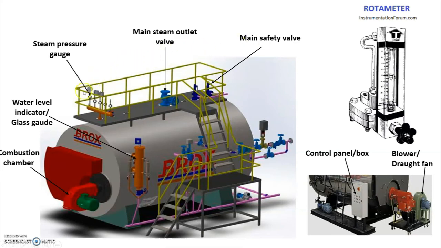We have a water level indicator. What does it do? The water level indicator helps us to indicate the amount of water that has been pumped into the boiler. So that's what it does. We have the steam pressure gauge. The steam pressure gauge is one of the most important parts of the steam boiler. It indicates the amount of steam built up in the steam chamber.